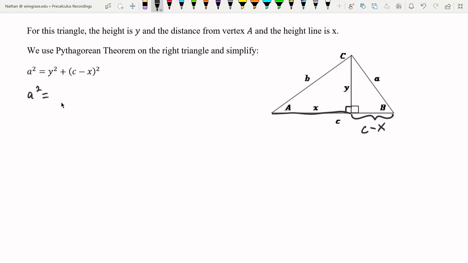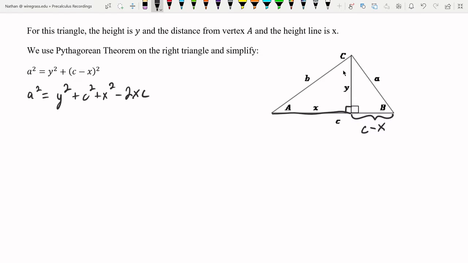Simplifying this, I'm going to write it like this. I'm going to expand this squared term to give me c squared plus x squared minus 2xc. And I can use the right triangle trig on this other right triangle to simplify it further. X and y are the inside measurements of this triangle. I want to only work with the side measurements a, b, c, and the angle measurements capital A, capital B, and capital C. So I'm going to try and get trig functions that can remove x and y.